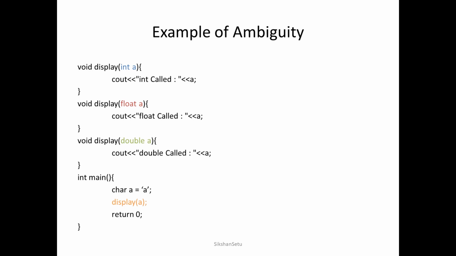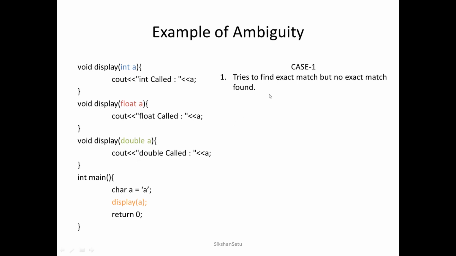Now during the call I have a character data type and I am calling function display with the character. As per the rule, first of all the compiler will try to find the exact match. Now what is the exact match here? The argument which we have during the call is a character. But if you look at the definitions of all three functions named display, we don't have any such function with a character as an argument. So an exact match isn't found.